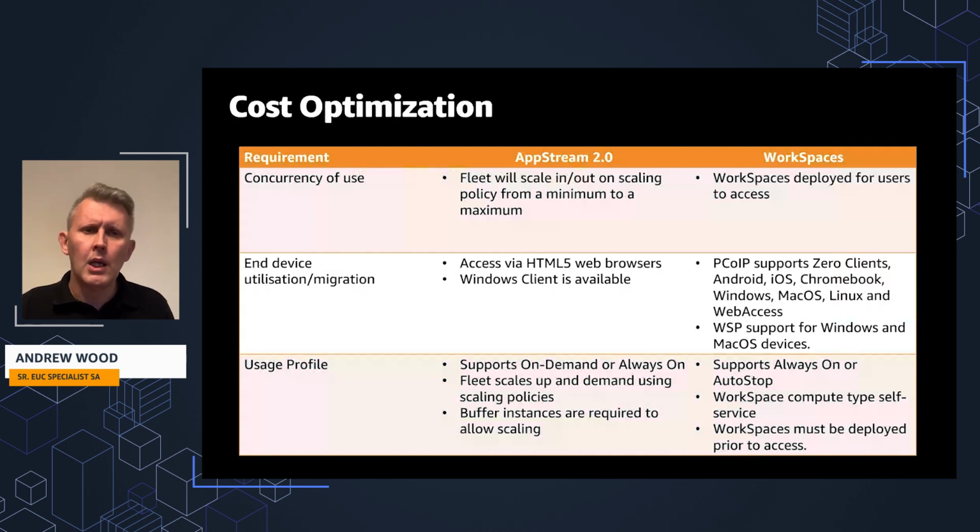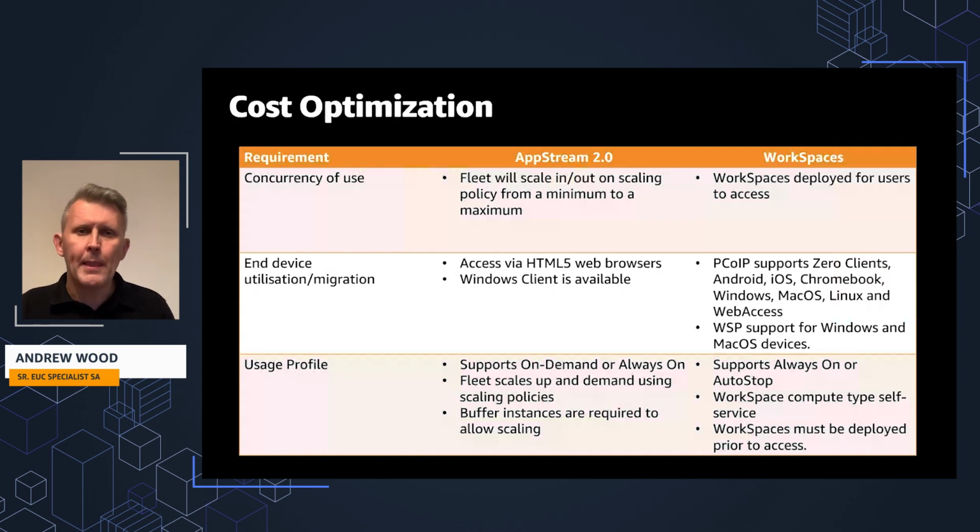We consider the use case usage profile. Workspaces and Upstream both support always on and on-demand usage. With a pay-as-you-go model, there's choice. Always on gives you instant access, but can be more costly than on-demand, which has a lower cost. Ultimately, with cost optimization, we start with a premise and iterate.